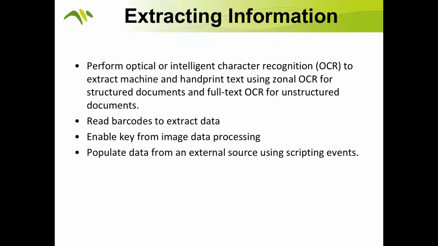In the next step, we extract information, and we do that through a mix of technologies including OCR, optical character recognition. We also can read barcodes. We'll enable key from image data processing, so we can find certain phrases on a document and present it to a keyer, so he or she can then key the information into the system. We can also populate the data from external sources at this step. So for example, if we're doing accounts payable invoice processing and we've extracted a PO number, we could potentially leverage the customer's ERP system to pull in additional data elements that'll help aid in the validation further on down the line.